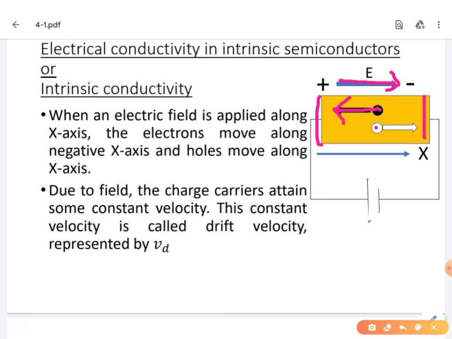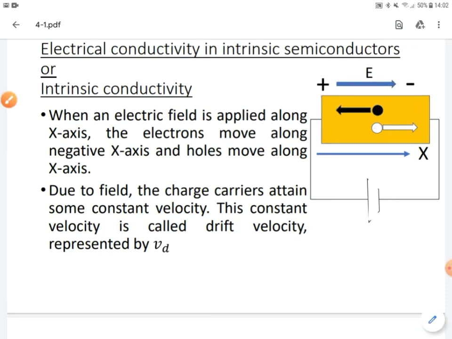Holes have positive charge, so they are attracted towards the negative side. So they always move along the field direction, that means along the positive x-axis. Whenever the field is applied, the charge carriers gain some velocity. That velocity is called drift velocity. How do we define drift velocity? The velocity acquired by the electrons by the application of an electric field is called drift velocity. Both electrons and holes gain drift velocity.